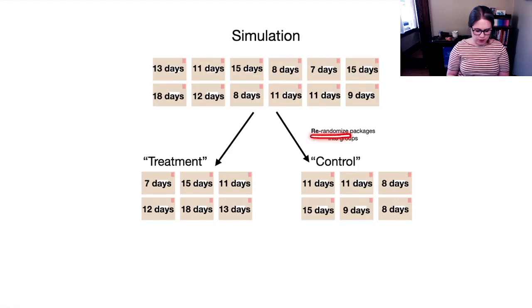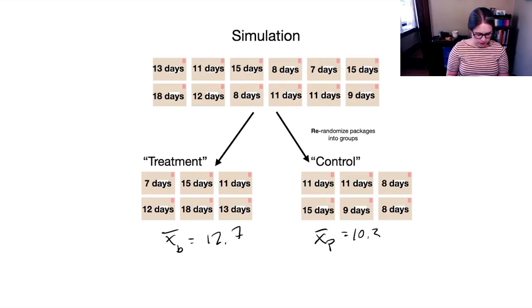And what we're going to do is we're going to re-randomize the packages into groups. So I'm just going to use the computer to randomly put some of them into the treatment group with the scare quotes around it, and I'm going to randomly put some of the other ones into the control group with the scare quotes around it. So now here are some amounts of times that the treatment group took, and here are some amounts of times that the control group took. And again, we could compute our X bar B and our X bar P just from that little mini data set. So for this one, I got 12.7 and 10.3, pretty similar to my original numbers.